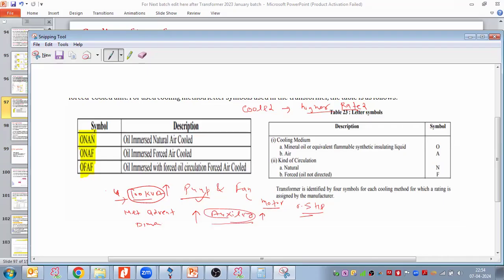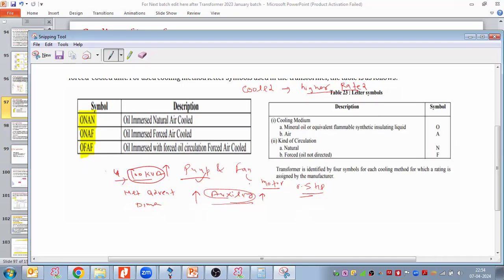So in the small system, we go with natural cooling. But when my transformer rating is in the MVA range, like 60 MVA, 50 MVA, 100 MVA, in that case we go with ONAF or OFAF forced cooling, and my transformer output power is increased. Generally, it is increased by 25%. Let us see this, how much it is increased.